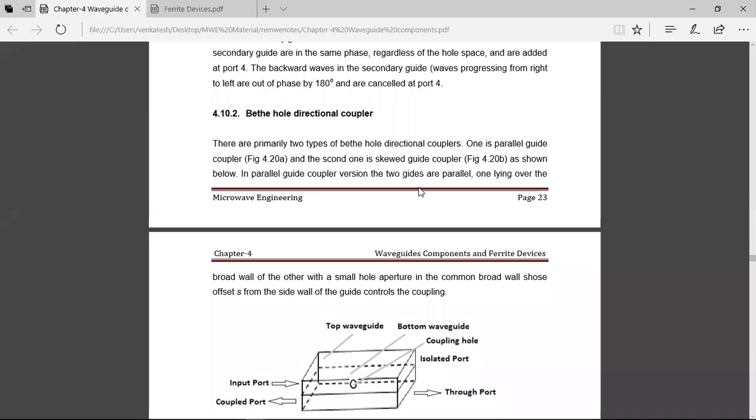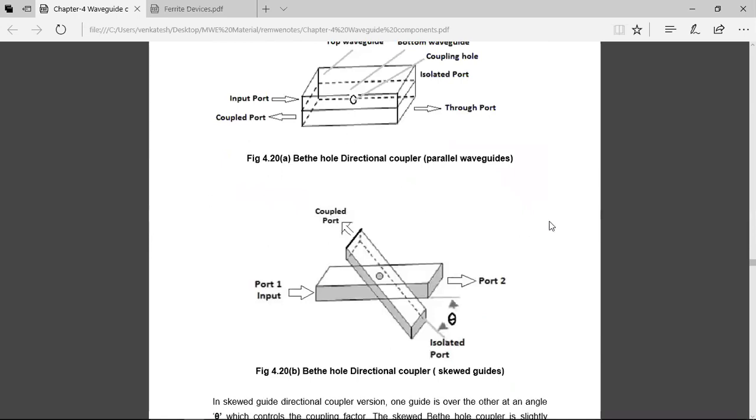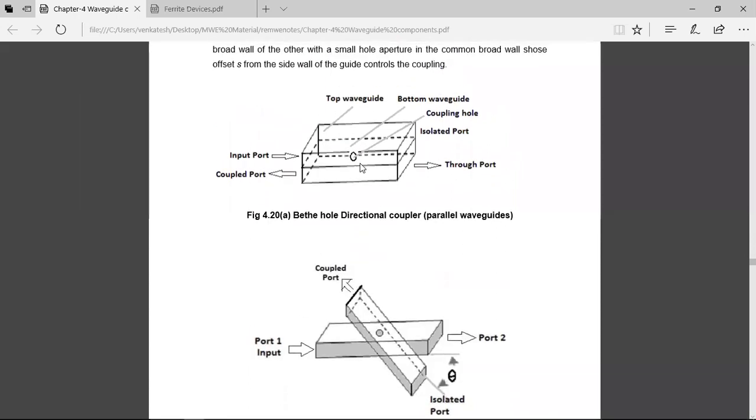Okay. Today we are going to discuss the classification of directional couplers. The first classification is the Bethe hole directional coupler, and the second is the two-hole directional coupler. Coming to the Bethe hole directional coupler, the name itself suggests that it has a single hole. You can see this in the diagram in figure 14.20a, where it makes use of a single hole.